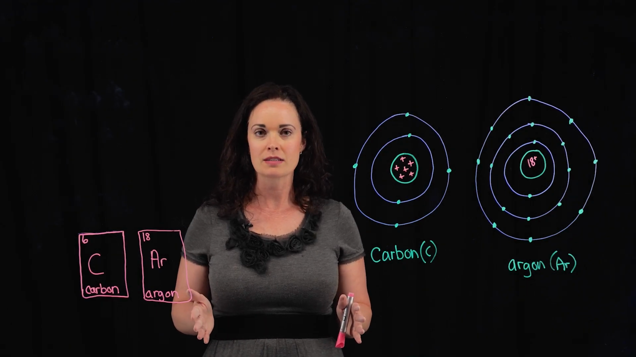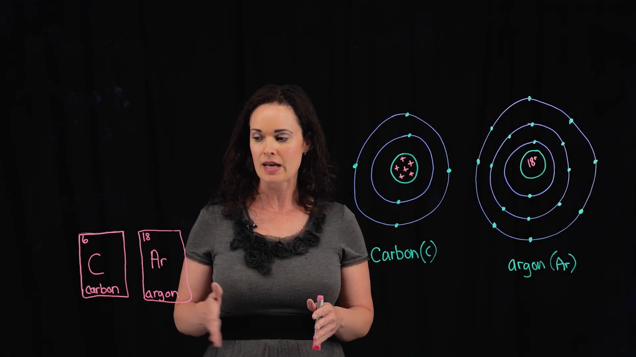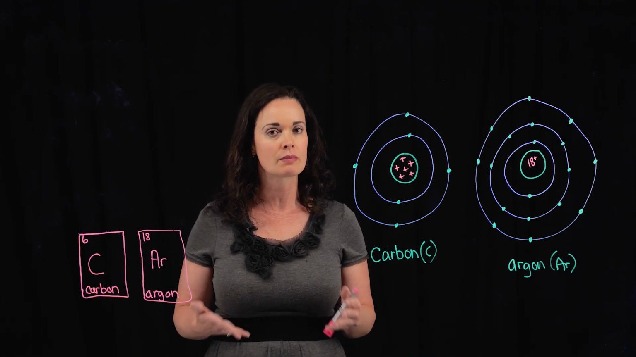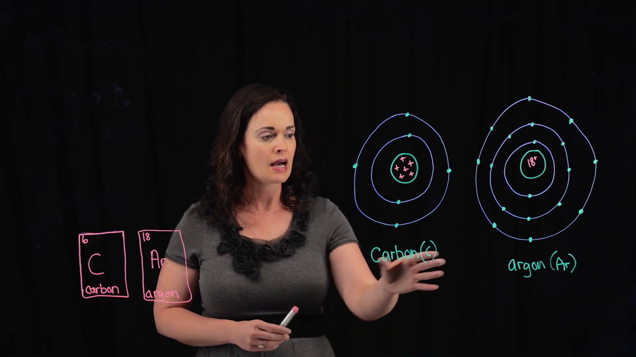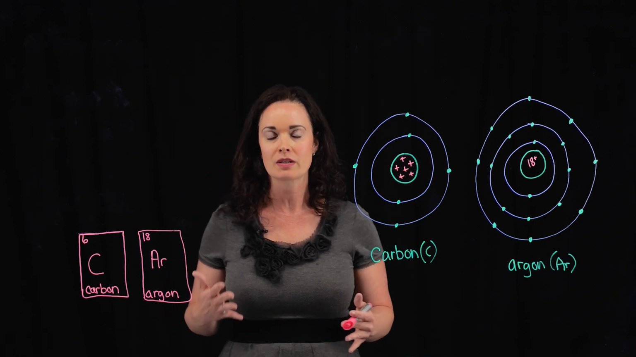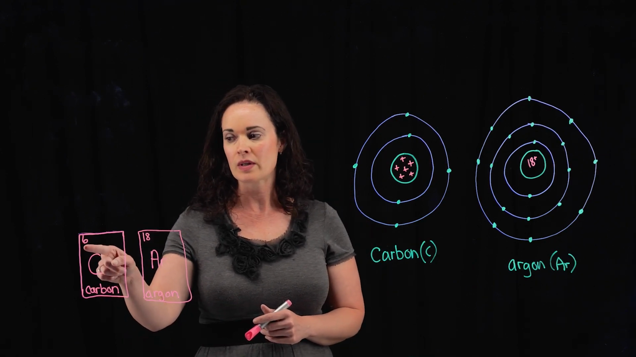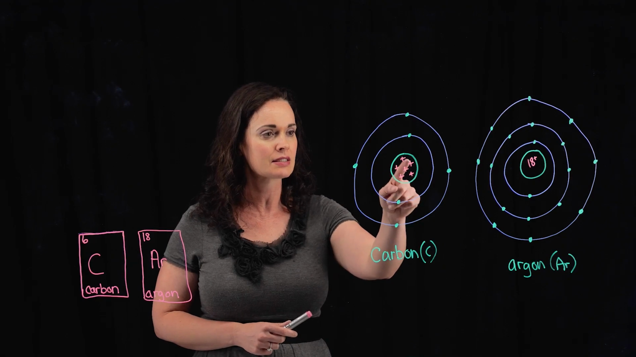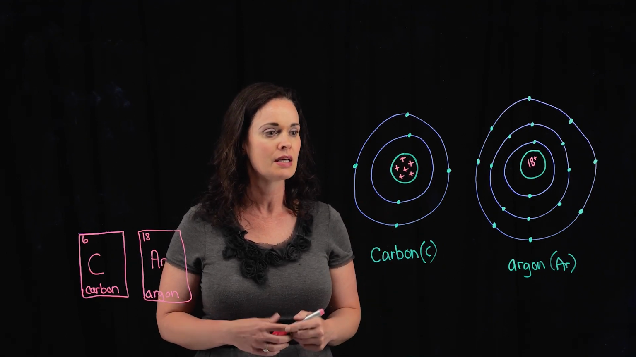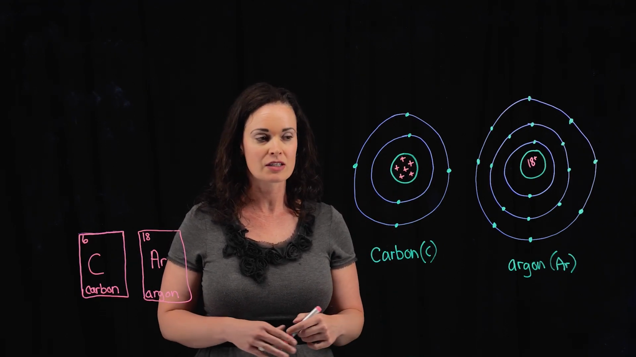So hopefully you paused the video and took a little bit of time to draw out a Bohr model for carbon and a Bohr model for argon. I've got these up here for you to see so that you can check your work. We know that carbon has an atomic number of 6, so there's 6 protons in the nucleus. That means we're also going to have 6 electrons, right?